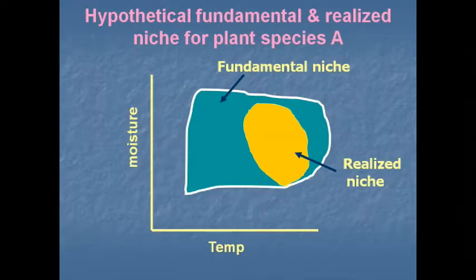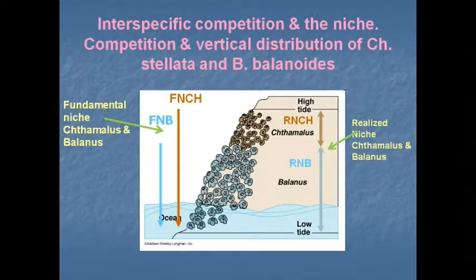This is a hypothetical graph showing both the fundamental and realized niches of a plant species with respect to moisture and temperature. You can see that the fundamental niche, the area potentially occupiable, is much larger than what is actually occupied. This graph shows the interaction of interspecific competition and the niche for two species of intertidal barnacles. This work was done by Joe Connell.